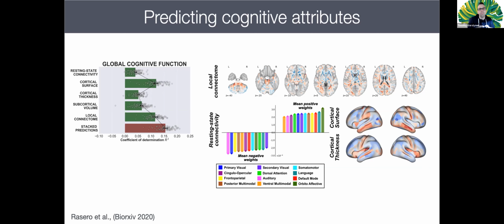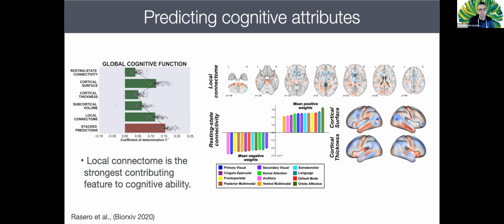So we now have this more holistic way of understanding how variability in white matter and variability in these morphometry and connectivity measures work together to contribute and explain variance across individuals. So that's a very brief summary of what we're doing on the local connectome front.